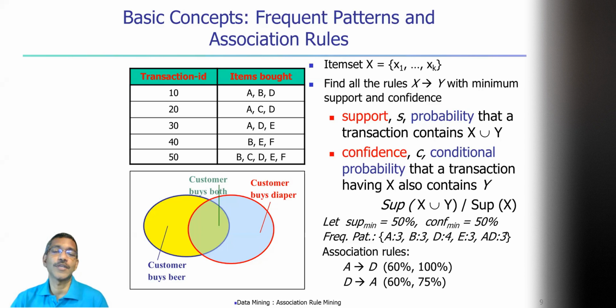Right. So we are not looking at the algorithm. Don't take this as the steps in the algorithm, right? So A and D is occurring how many times? 1, 2, 3, yeah, 3 places, right? So what is the support for AD? The support for AD is 3 divided by 5, that is 60%, right?